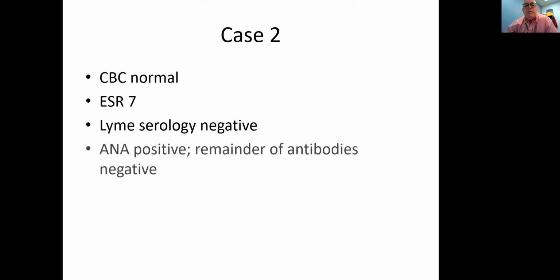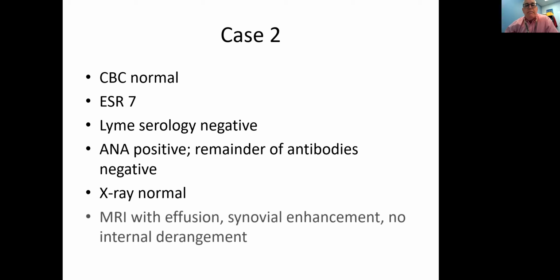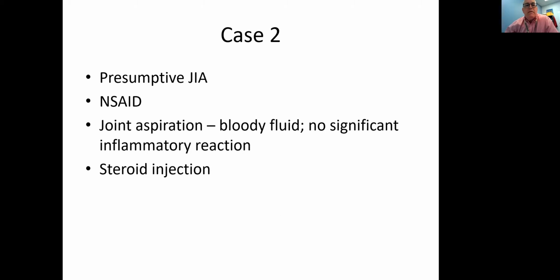Labs are reassuring with the exception of a positive ANA test. Had a normal X-ray. Had an outside MRI, read as a fusion synovial enhancement with no internal derangement. So we diagnosed this patient with presumptive JIA. She had persistent swelling, one knee, evidence of chronicity, had a positive ANA, which is not diagnostic but suggestive.